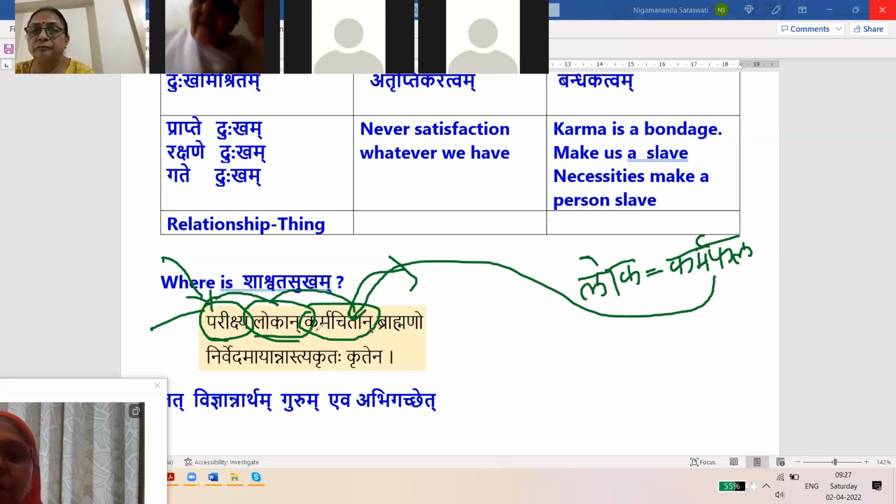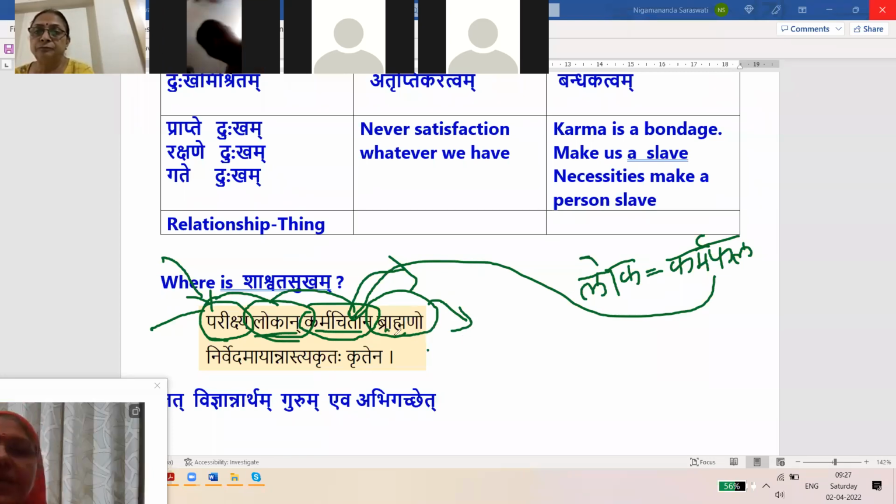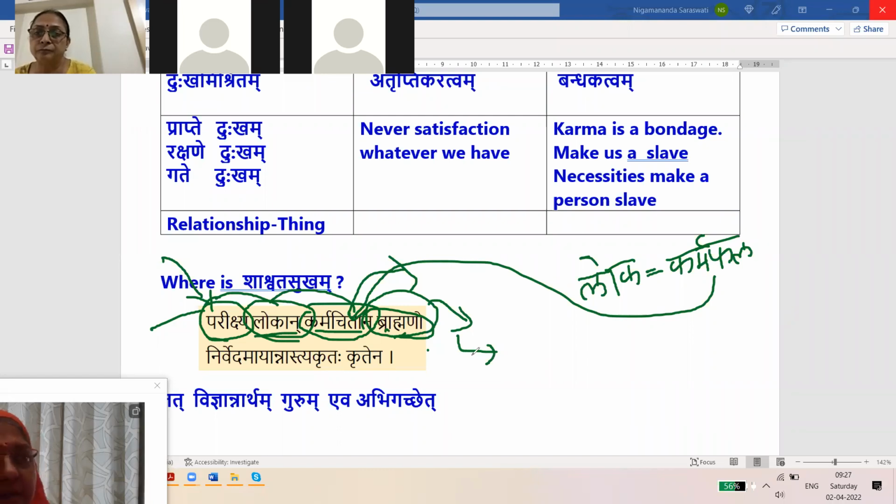So having done pariksha of all these karma chitan lokan, here brahmana does not mean one who has the upanitam. One who has upanitam is not necessarily brahmana. In Shastra, whenever brahmana comes, it means one who is interested in Shastra, one who has discrimination power, what is nitya, what is anitya. So here also brahmana means a person who has correct discrimination: what should be done, what should not be done, what is nitya, what is anitya, what is jada, what is chetana. Such a person is called brahmana.